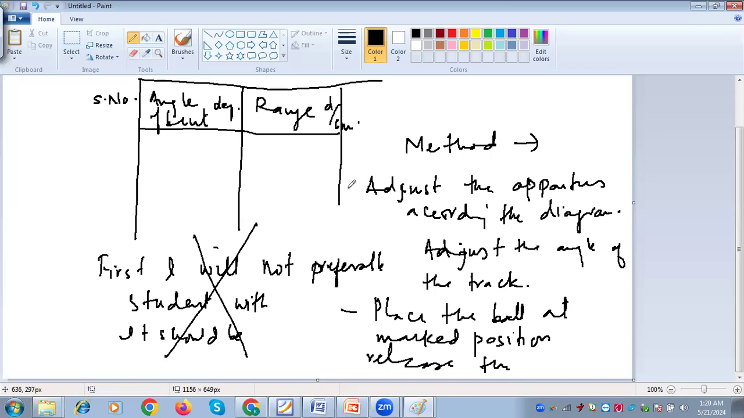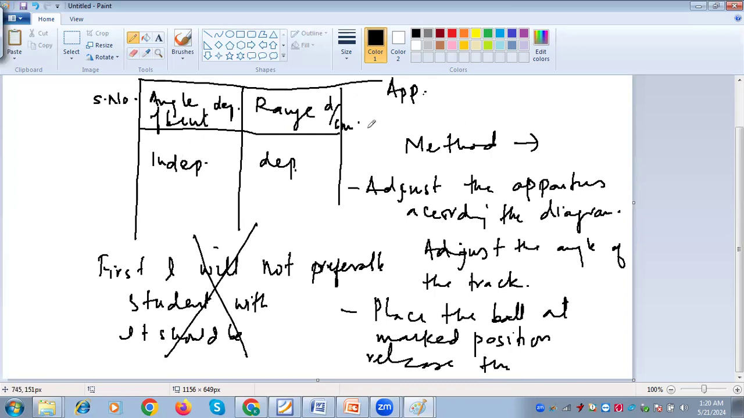So if they are written in points, like first you have written the heading of apparatus, then variable, what is dependent and what is independent. What is dependent here? Angle of bend or the range. Of course, independent is what we are changing. We are changing angle of bend. So this is independent. And this is dependent.